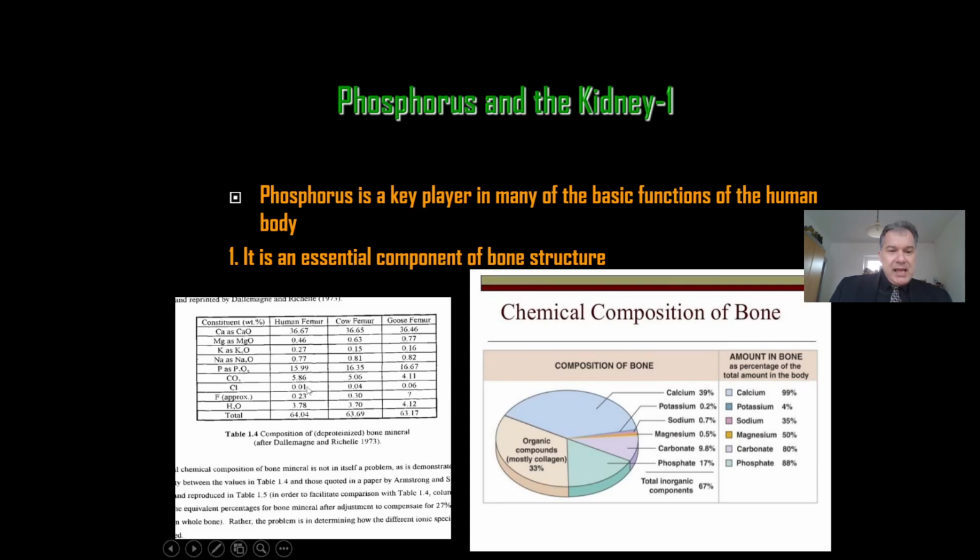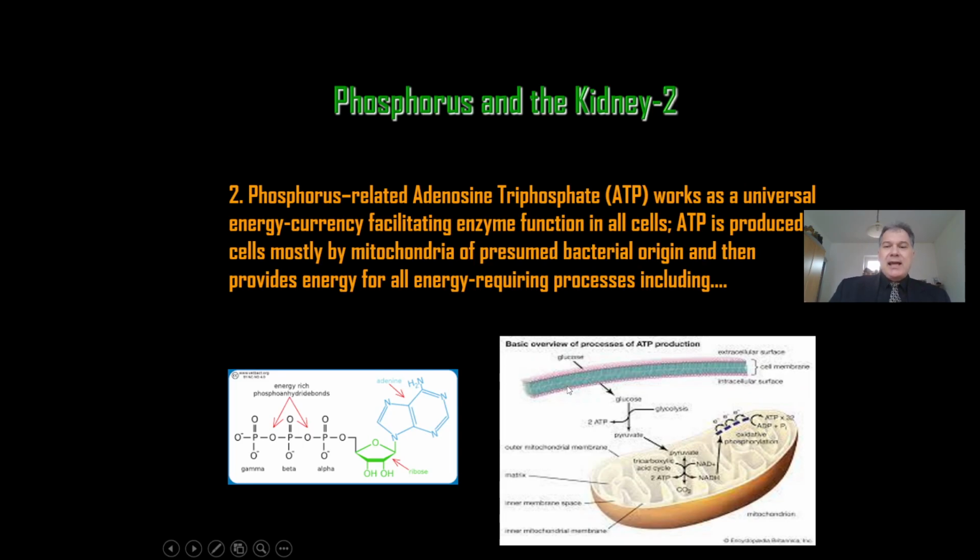For instance, we can see here that much of human or animal bones are composed of phosphorus in the form of phosphate, which is a kind of phosphoric acid. It is a major component of bone structure. But not only that, phosphorus is a part of adenosine triphosphate, a molecule that is necessary for all energy-requiring processes in the body. So it functions as a universal energy currency throughout the body.